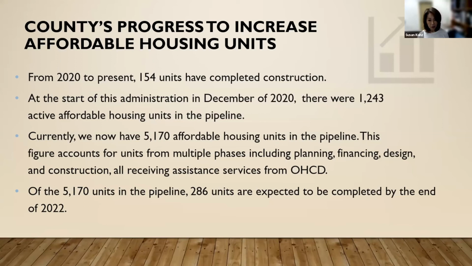Of the 5,100 units, this 286 unit number here has changed slightly as well, because one of the projects that we were counting in this number is going to be delayed. And this is the kind of thing that happens. So instead of 286 units that we were expecting to see by the end of this year, it's probably going to be closer to 200. But those are the kinds of changes that we see throughout, right, when we're working with projects.